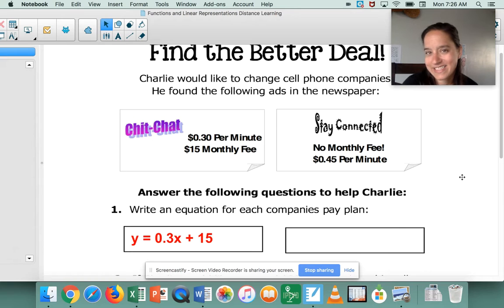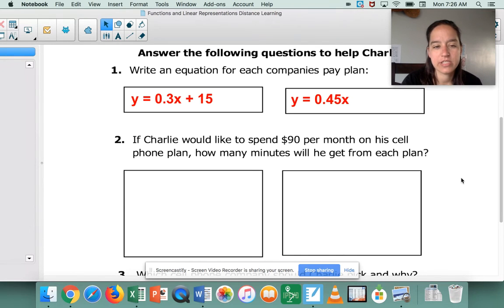What's Stay Connected going to be? Write it down. Tell me what you think. Hopefully you came up with y equals 45 cents x. Now, this one doesn't have a b, and that's okay. It doesn't have a b because there's no monthly fee. There's nothing that's going to be charged to me every month no matter what. There's no initial fee.